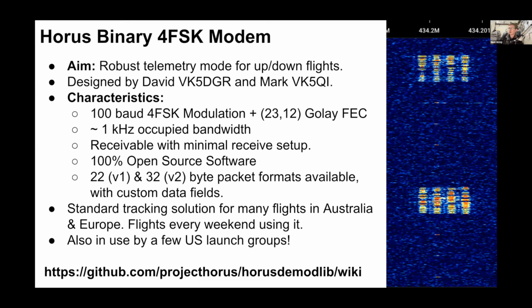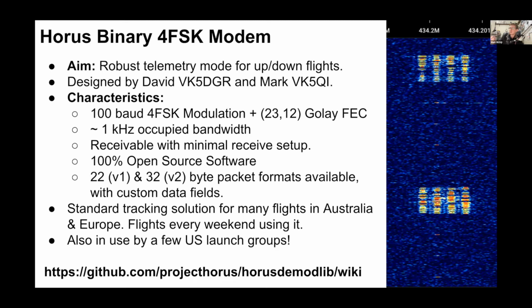We wanted fast update rates. We wanted it to be ultra reliable. We wanted it to be completely open source and well performing. So what we ended up coming up with was a 100 baud 4FSK modem with a bit of forward error correction added to it as well. It uses about 1 kilohertz of bandwidth. You can actually use less, but we're limited by the frequency resolution of our reference platform, the RS-41, which I'll talk about in a minute.